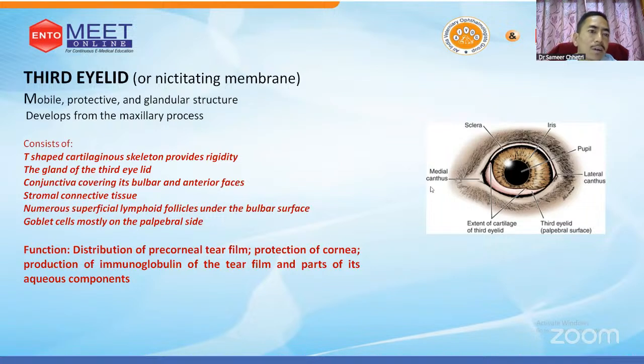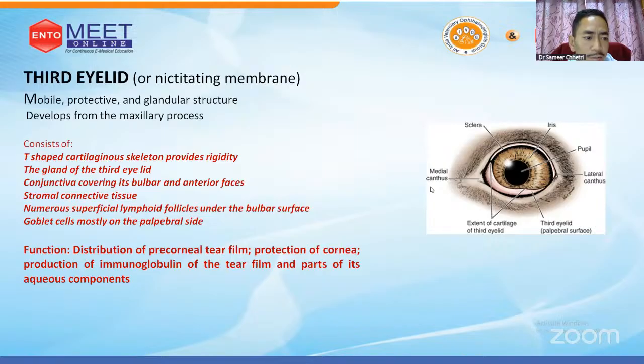Now coming to the third eyelid or nictitating membrane, it is a mobile, protective and glandular surface. It develops from the maxillary process. The third eyelid consists of a T-shaped cartilaginous skeleton that provides rigidity to the lid. The gland of the third eyelid is present, which helps in the production of 50% of the aqueous tear film. Conjunctiva covers its bulbar and anterior faces. Stromal connective tissues, numerous superficial lymphoid follicles under the bulbar surface, and goblet cells mostly on the palpebral side.